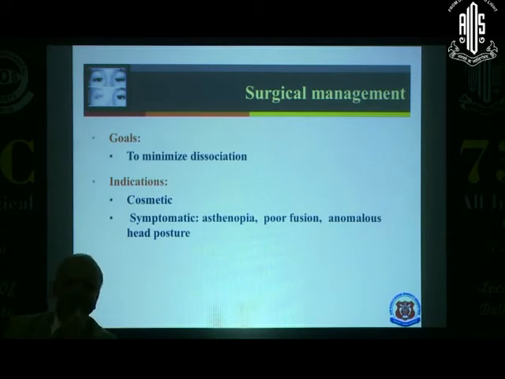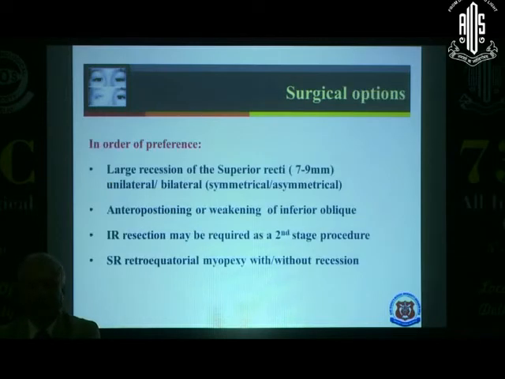The goal is to minimize the dissociation, to improve cosmesis, and to remove the symptoms, which may be asthenopia, poor fusion, or anomalous head posture. In order of preference, the first choice is large recession of the superior recti, and it may be done unilaterally or bilaterally, symmetrical or asymmetrical. Unilateral is done in unilateral DVDs, and when unilateral, the amount of recession done is usually lesser than that which is done for bilateral cases.